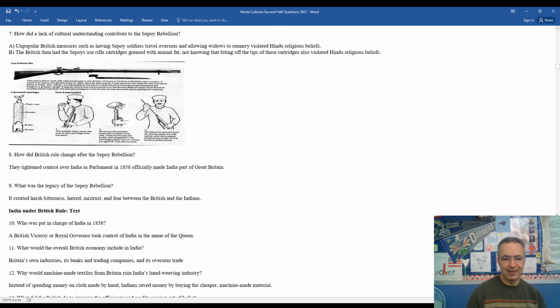Who was put in charge of India in 1858? A British viceroy or royal governor took control of India in the name of the Queen.